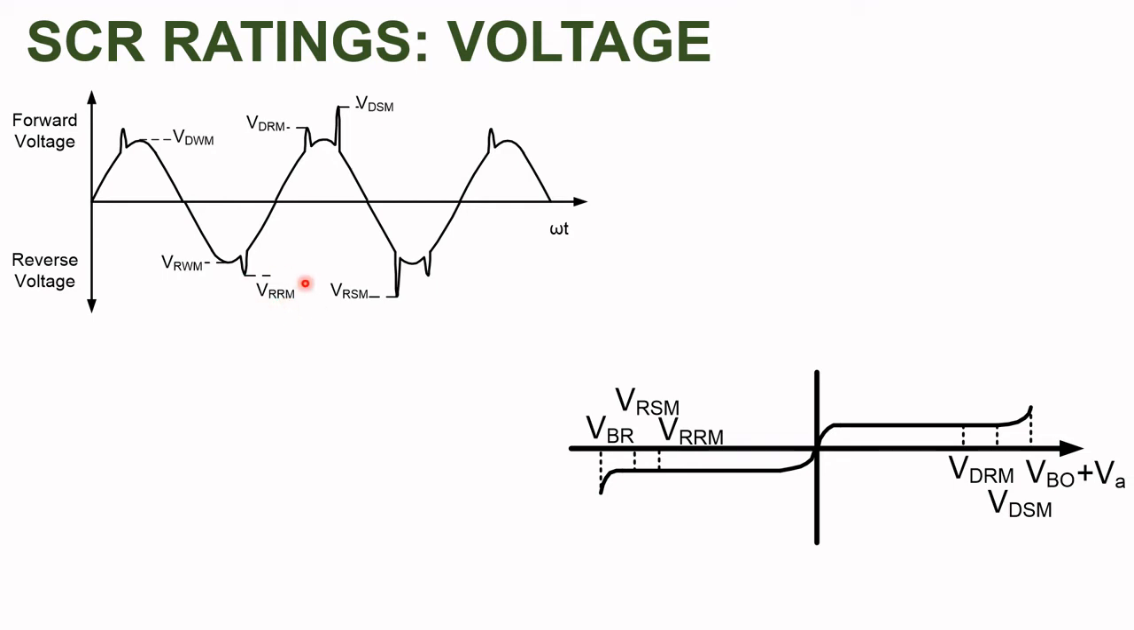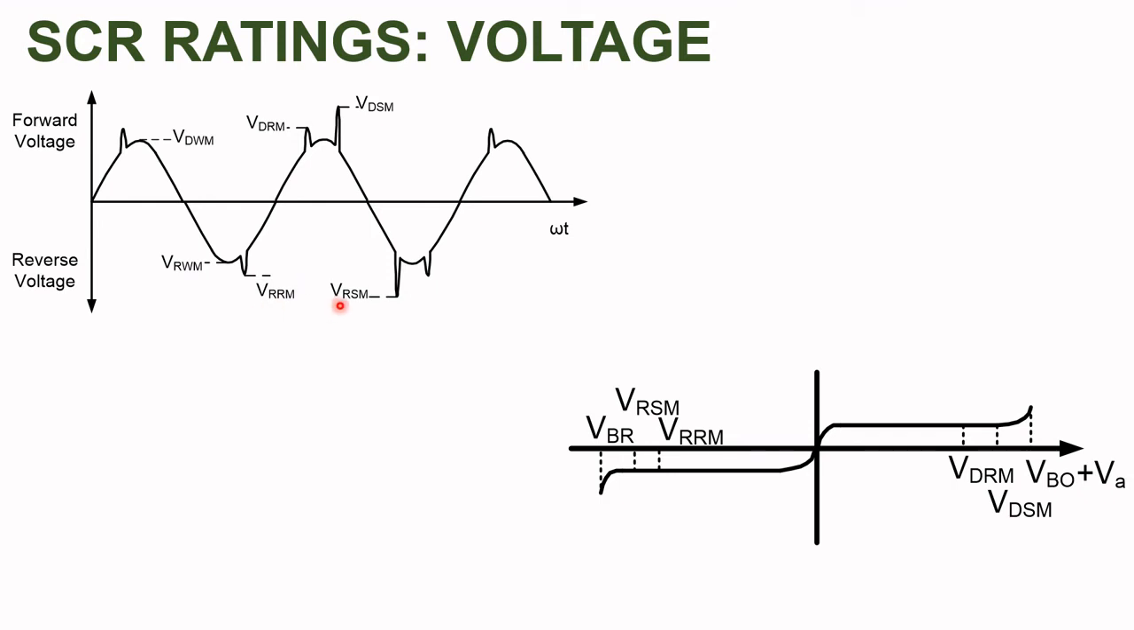So this is VRRM. Now VRWM is analogous to VDWM. VRRM is analogous to VDRM. Both are repetitive values and M is the maximum value. Both are maximum values. Only thing is VDRM is in the forward direction and VRRM is in the reverse direction.